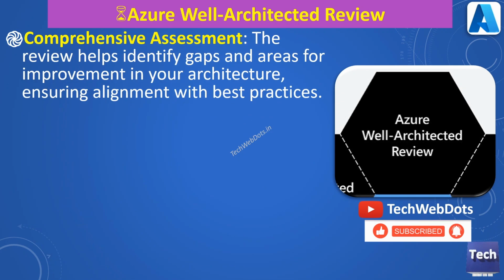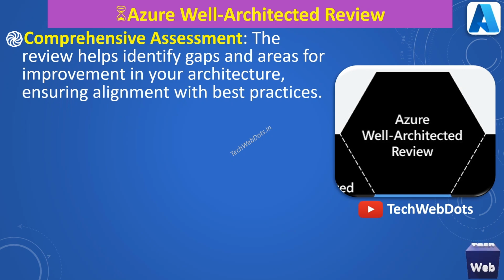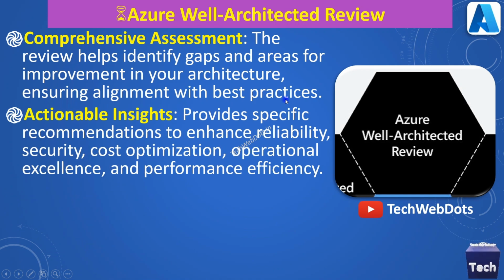Then what does it say? The comprehensive assessment. The review assessment we can also call it. This is very important, and all these tools come in when you already have your baseline environment and you have already deployed things, because now we start reviewing and improving so that our whole infrastructure becomes more accurate and mature. The review helps identify gaps and areas for improvement in your architecture, because now we have the architecture, and ensures alignment with best practices. So after the assessment we check whether our infrastructure is aligned to best practices or not.